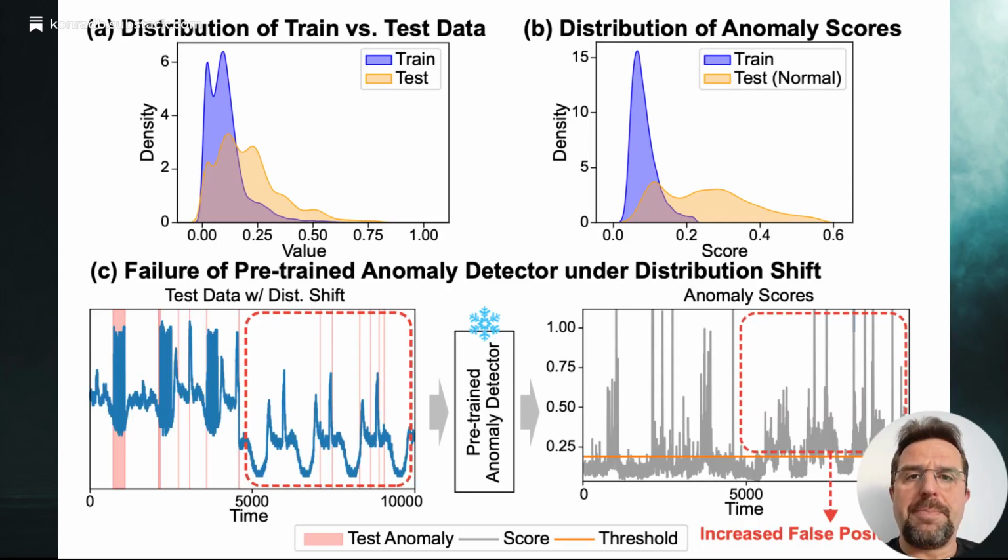Look at these graphs. In the top left, you see the training data in blue and the test data in orange. They do not line up. That is the shift. Now look at the bottom. The gray spikes are the scores. Because the test data moved, the scores jump over that dashed line even for normal behavior. The model is yelling, "Fire!" just because the room got a little warmer. It is a failure of the pre-trained detector. It cannot distinguish between a real problem and a simple change in the environment.